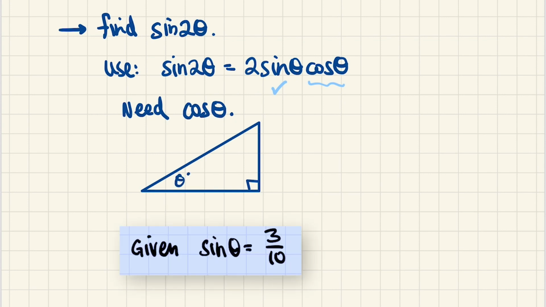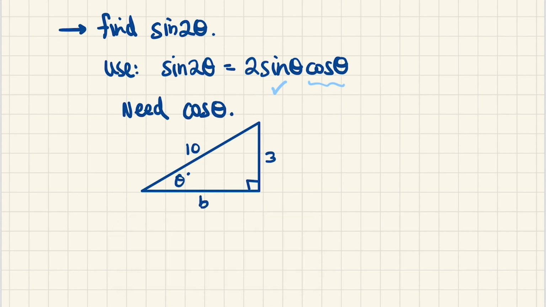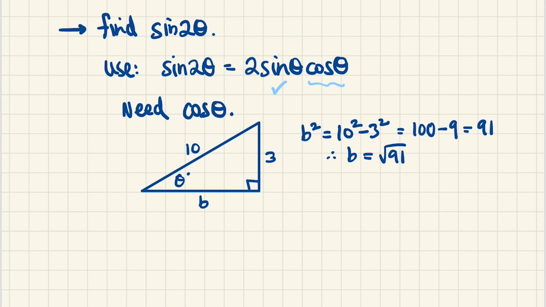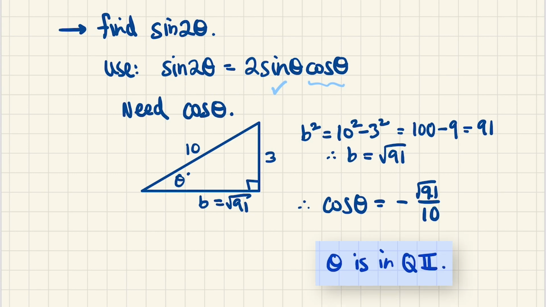We know that sine of theta is 3/10, so we'll label the opposite and the hypotenuse 3 and 10 respectively. We'll use the Pythagorean theorem to find little b. So b is equal to the square root of 91. And therefore, cosine of theta, which is adjacent over hypotenuse, is going to be negative root 91/10. Remember, cosine of theta is negative because theta was established to be in the second quadrant. In fact, they even told us directly that cosine of theta is negative.